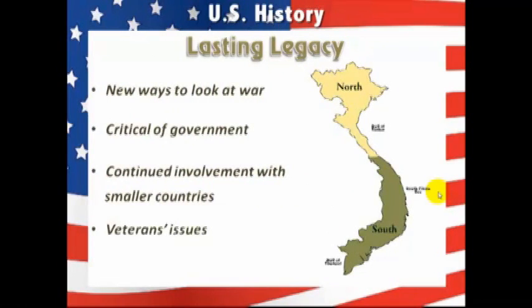Now, looking at the lasting legacy of the war, we have many new ways to look at war. In general, people are much more critical of government and critical of war in general, but yet we still have continued to have involvement with smaller countries. And now there's also a lot more focus on veterans issues.